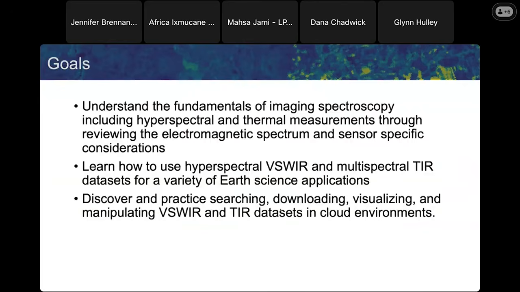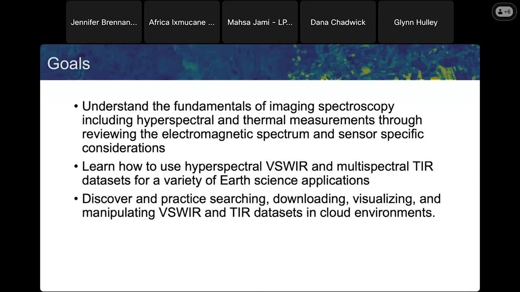So the goals for this event are first to understand the fundamentals of imaging spectroscopy, that is acquiring very high spectral resolution datasets in the visible to shortwave infrared part of the electromagnetic spectrum, and also thermal measurements.